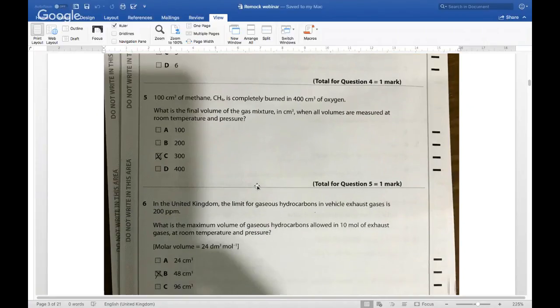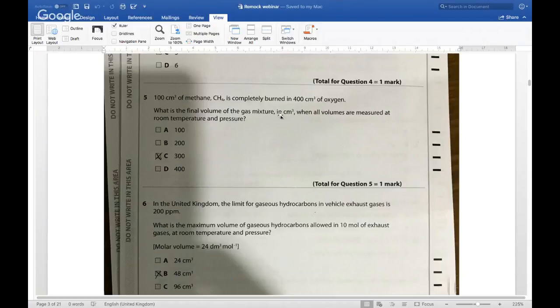100 centimeters cubed of methane gas is completely burnt in 400 centimeters cubed of oxygen. What is the final volume of the gas mix when all volumes are measured? Right. So completely burnt. If you've got 100 centimeters cubed of methane, it's completely burnt. And how much of the oxygen are you going to use up? We know that volumes of gases, of any gas, are the same. So we've only got all volumes measured, the final volume of the gas mixture at the end. So you're going to convert it into CO2? So it's about what's being left over.